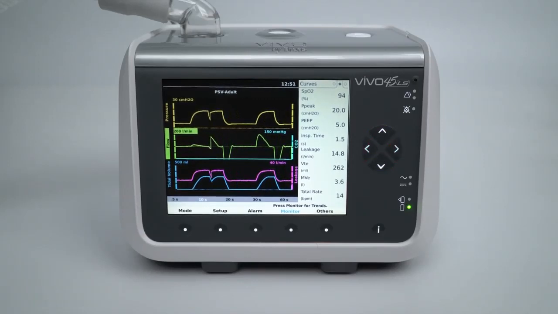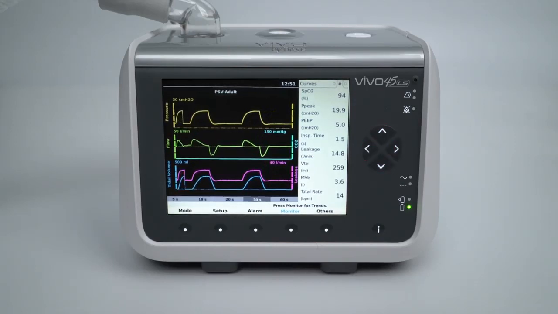The user can also change the time scale by using the up and down navigation buttons to highlight the time scale, then use the left and right navigation buttons to increase or decrease the time scale. If the Breas end tidal CO2 sensor accessory is attached to the Vivo 45LS, real-time capnography waveforms will be overlaid in blue on the flow graph.